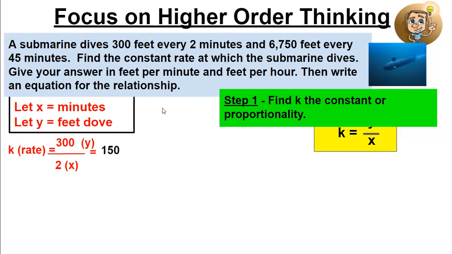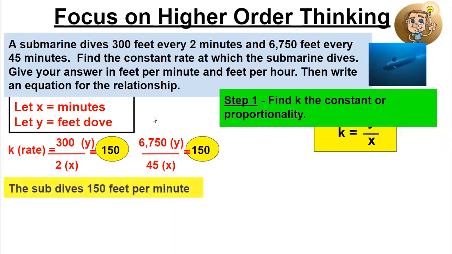So 300 divided by 2 is equal to 150. Now we're going to take 6,750 divided by 45 minutes. That's going to give us also 150. So 150 seems to be the rate, the k. The sub dives 150 feet per minute, because we've been talking about minutes.